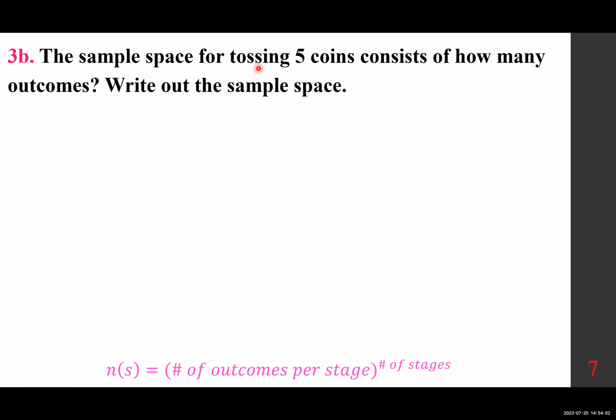The sample space for tossing 5 coins consists of how many outcomes? Write out the sample space.